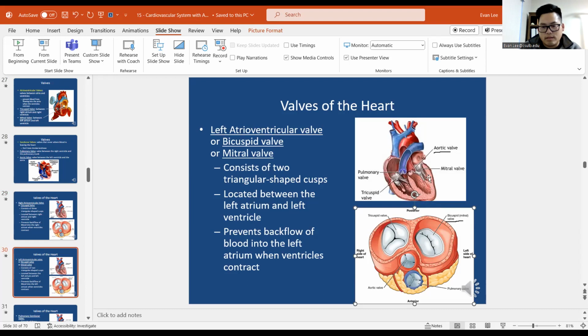Now, if you look closely, this is on the left side, between the left atrium and left ventricle. So it's the same thing: if the left ventricle contracts, you don't want that blood going back up into the atrium. Instead, it makes that blood go into the blood vessel.